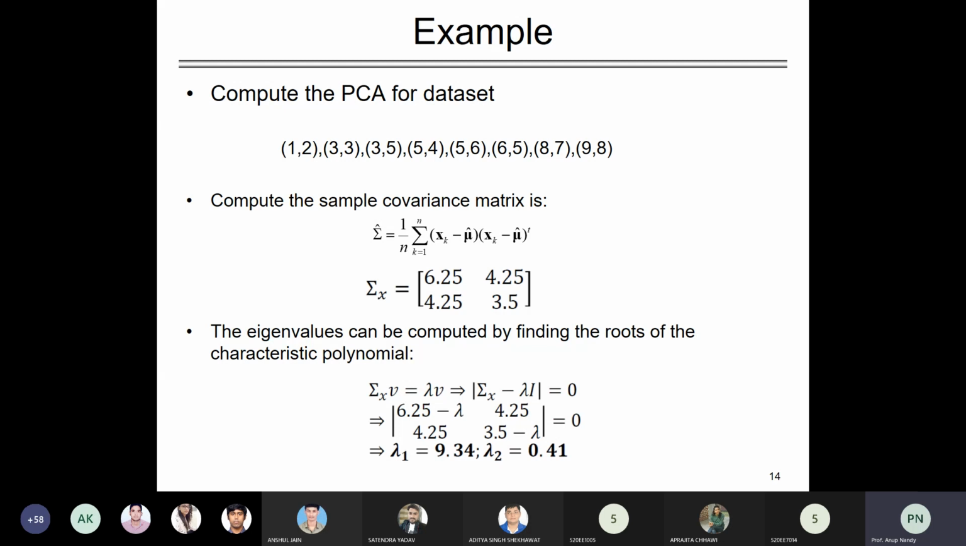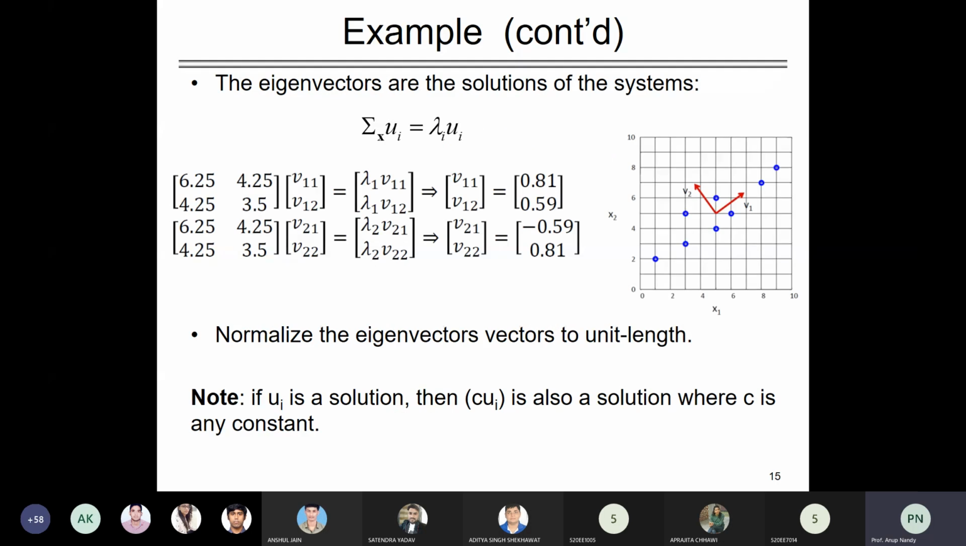Then if you just solve it, you have lambda 1 equal to 9.34 and lambda 2 equal to 0.4. You can get it. Next, these eigenvectors are the solution of your system, that is sigma u_i equal to lambda u_i. Then you have v11, v12, v21, v22, so you are going to write it in this way.